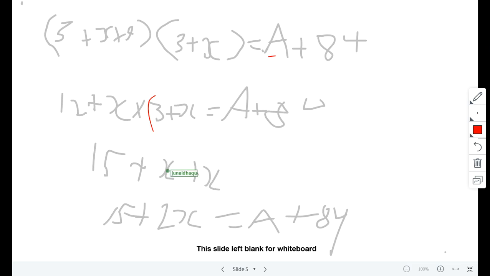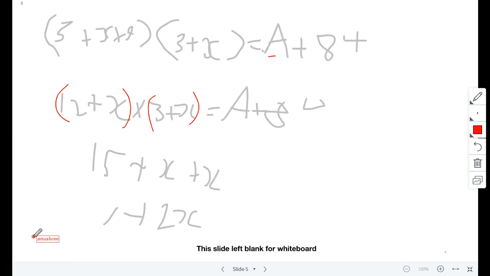How can it be 15x plus x? You have to multiply these two. These are two different brackets, 12 plus x and 3 plus x. These are two different brackets. Okay, what have I done wrong? That's why I told you, never use a multiply sign, instead use brackets. If there are two terms inside a bracket, always use brackets.